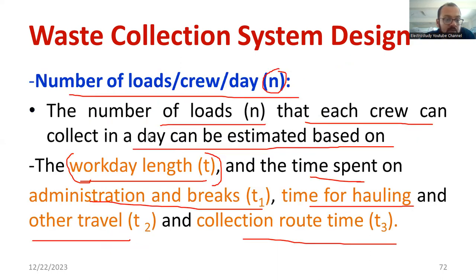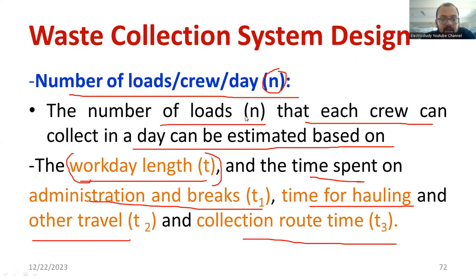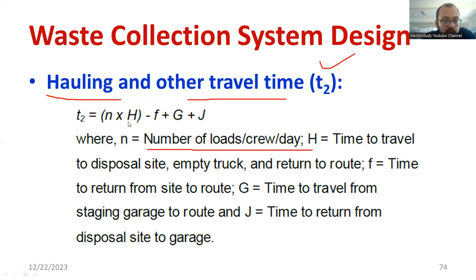Let me see. N means, look at this. Small letter n will be obtained. Small letter n means the number of loads. That means n into H. What is H? H is the time travel to disposal site. H is the time taken for the movement of the waste from the transfer station to the disposal site.